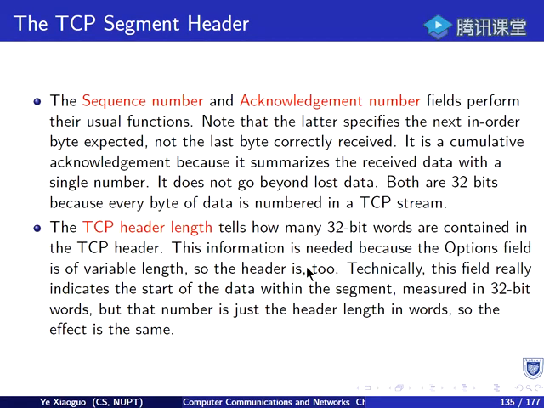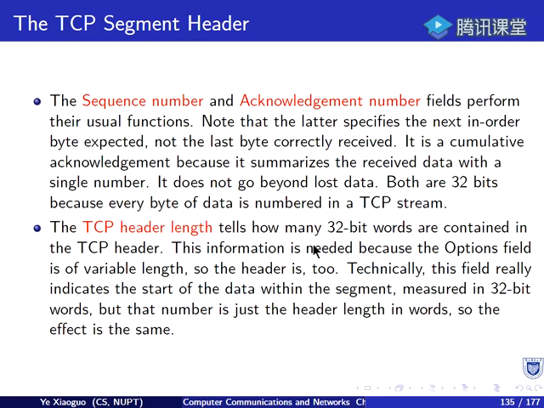The sequence number and acknowledgement number fields perform their usual functions. Note that the latter specifies the next in-order byte expected, not the last byte correctly received. It is a cumulative acknowledgement because it summarizes the received data with a single number that does not go beyond lost data. Both are 32 bits because every byte of data is numbered in the TCP stream.